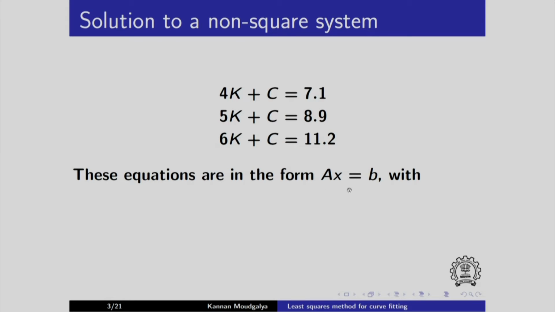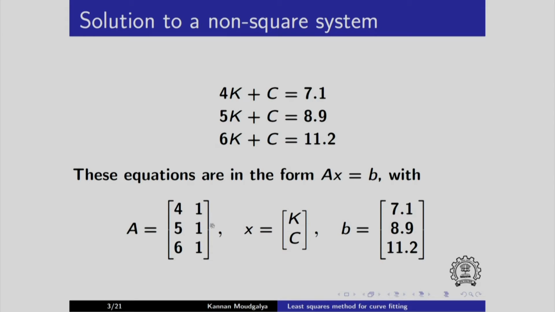These equations are in the form Ax equals b with A as given here, x has the unknowns k and c, b is given here. A and b are usually experimentally obtained data. It is a system of three equations in two unknowns. We will also refer to this as a tall system. As a matter of fact, I used this terminology in the previous videos.